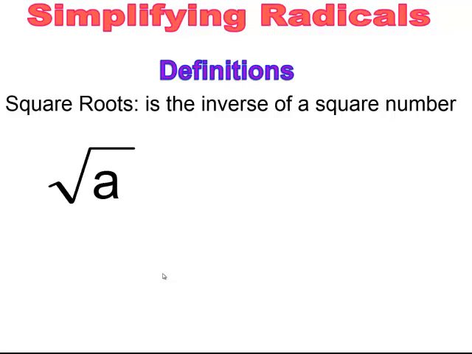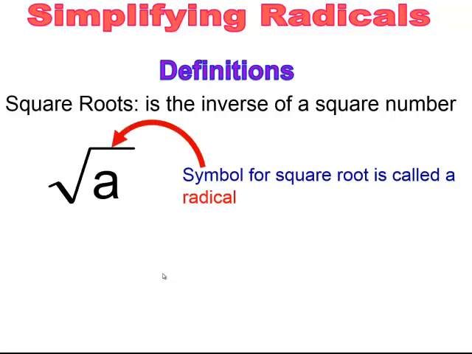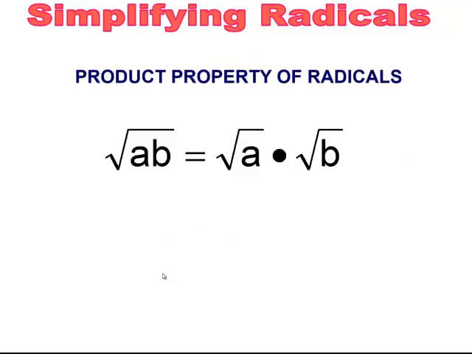So now we're going to talk about simplifying radicals. Square roots are the inverse of a square. The radical is the symbol for the square root, and the value that's inside is called the radicand. So the square root symbol is called a radical. So when we're simplifying radicals, that's what we're talking about.